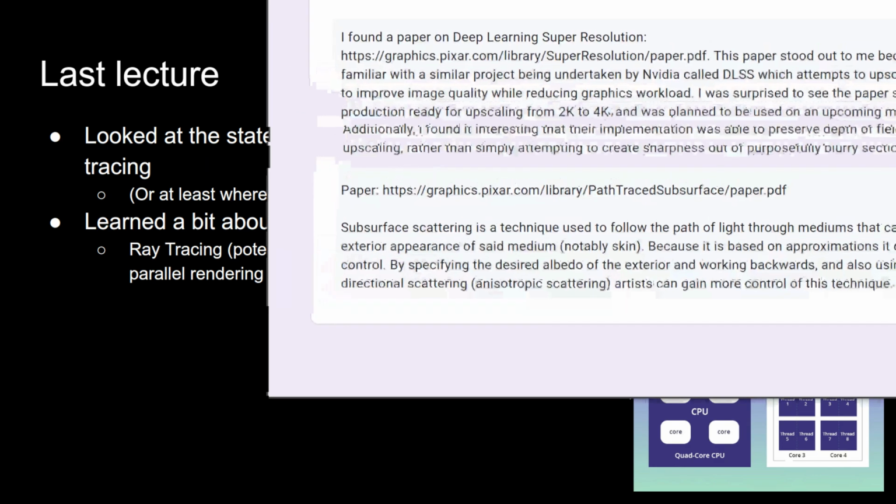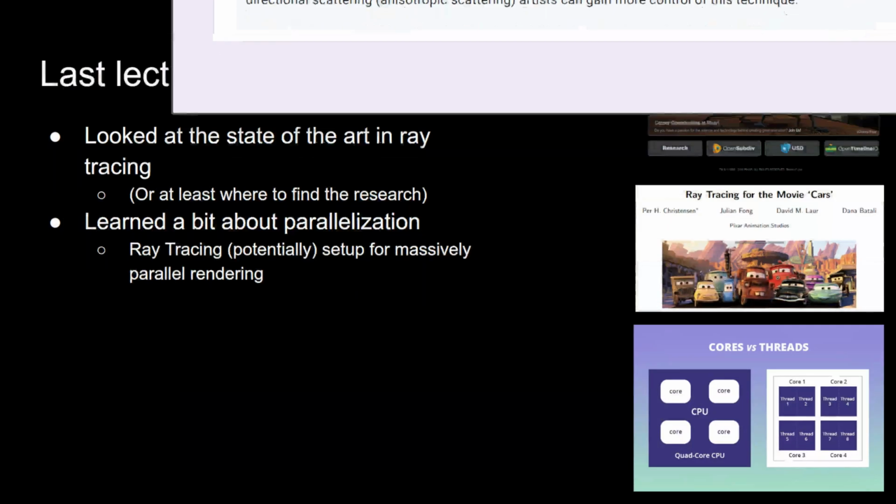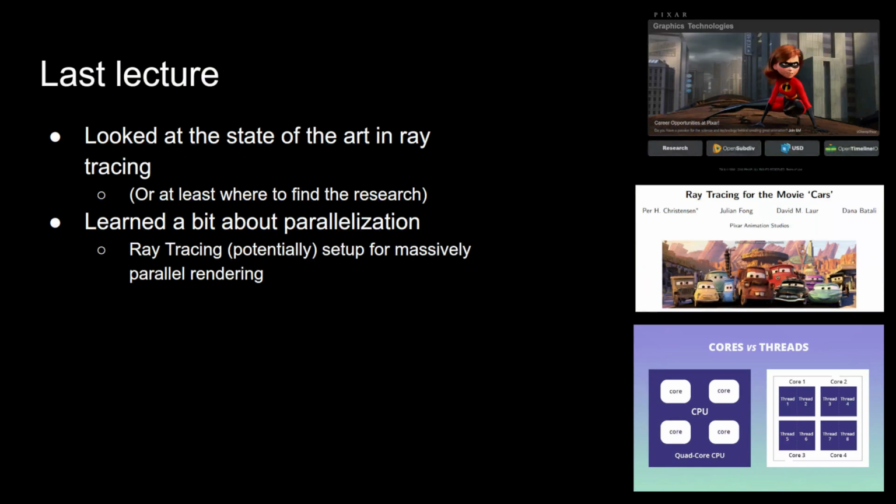But here were a few that folks brought in. A paper on deep learning and super resolution, which seems cool, and you have the links here, and then another one on path traced surfaces, so subsurface scattering. I think this is pretty cool, and you can explore this. I just wanted to share these from a few of your classmates who are on the ball and knocked this activity out right away, which is awesome.